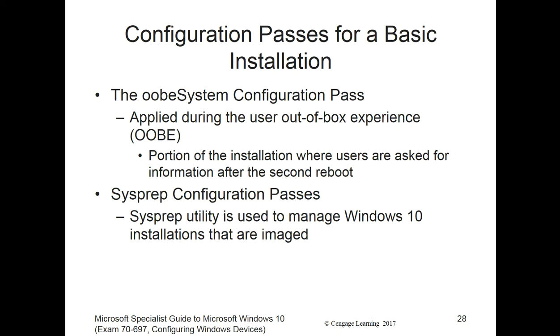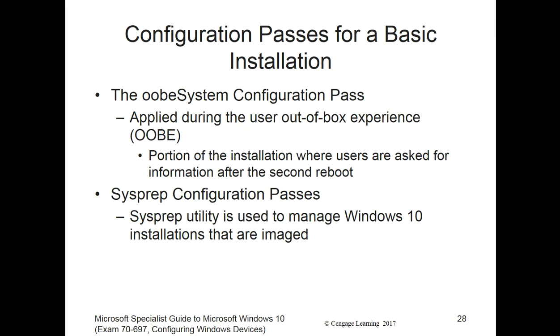Now, here we go. We've got the OOBE System Configuration Pass. I would say OOBE. What does that mean? Out-of-box experience. The portion of the installation where users are asked for information after the second reboot. Now, this is things like who's logging into it, things like that.